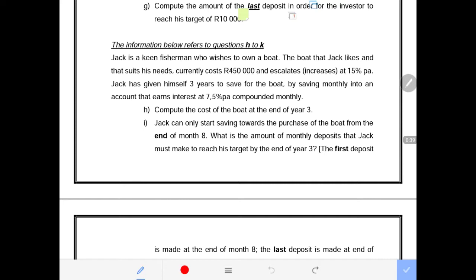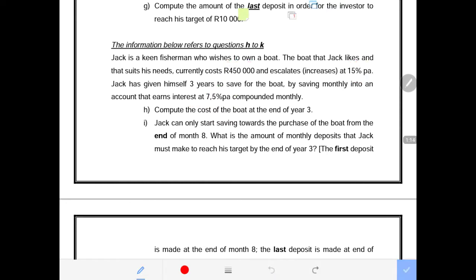And it escalates at 15% per annum. And Jack has given himself 3 years to save towards buying the boat. And I like the fact that Jack has given himself 3 years to save, not to buy it through finance lease, and is willing to save in a savings account that earns interest at 7.5% per annum, compounded on a monthly basis. So now we are first required, we know that this is the cost which will increase by 15%.